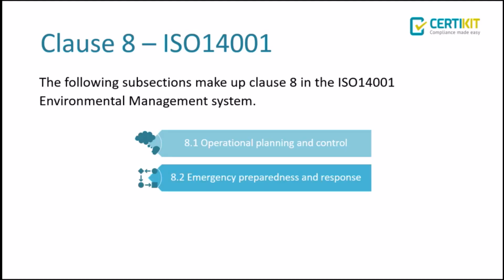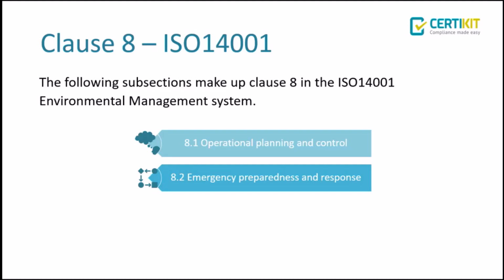In Clause 8.2, we're looking at the emergency preparedness and response to incidents that happen. So this subclause focuses on preparing for and responding to environmental emergencies. So organisations need to identify potential environmental emergencies, establish procedures to address them, periodically test and review these procedures to ensure that they're effective. The aim is to minimize the impact of an emergency on the environment, to human health and to the safety and to the environment itself.